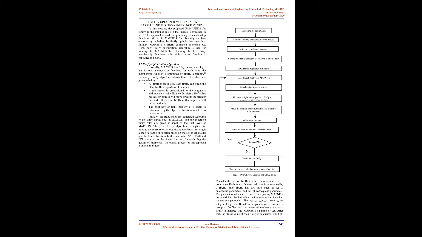3. Firefly optimized multi-adaptive parallel neuro-fuzzy inference system. In this section, the proposed FOMAPNFIs for removing the impulse noise in images is explained in brief. This approach is used for optimizing the membership functions utilized in MAPNFIs for obtaining the best outcome by including the Firefly optimization algorithm. Initially, MAPNFIs is briefly explained in section 5.2. Here, how the Firefly optimization algorithm is used for training the MAPNFIs for obtaining the best fuzzy membership functions with minimal error function is explained below.